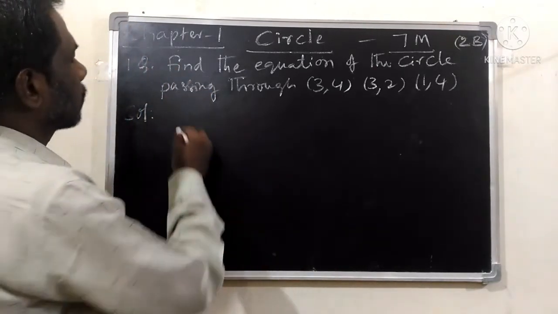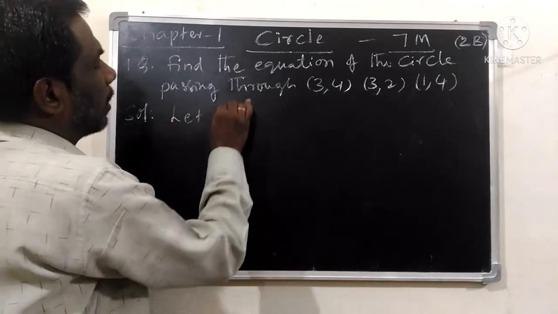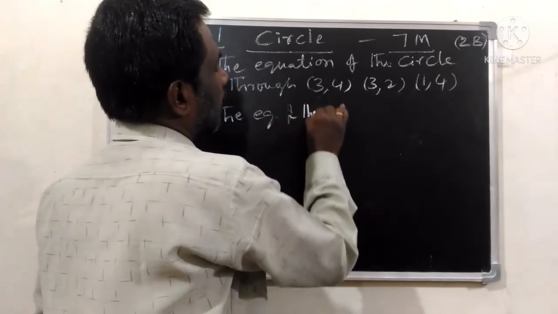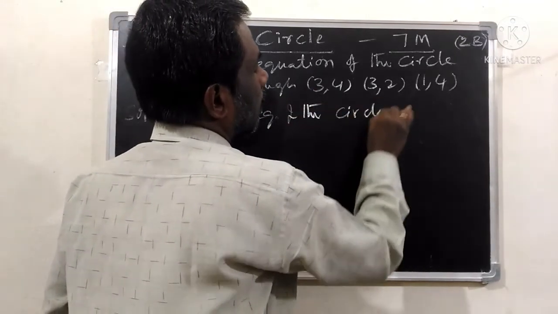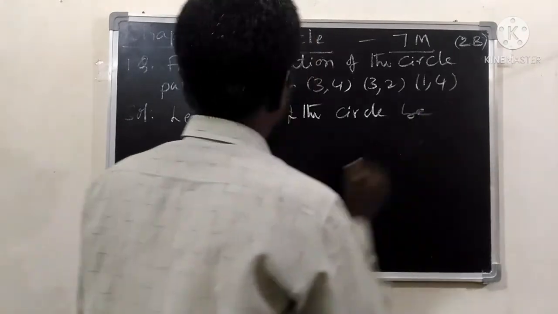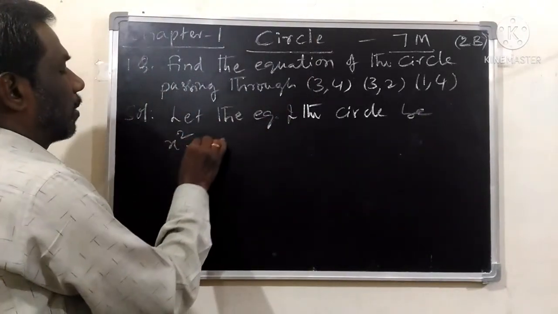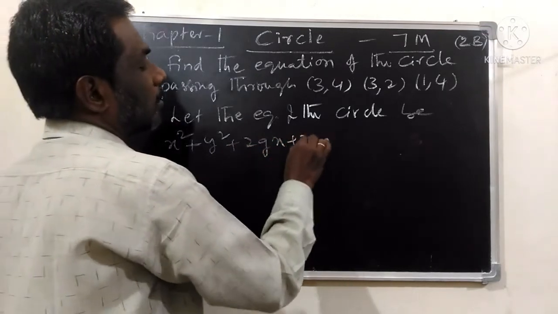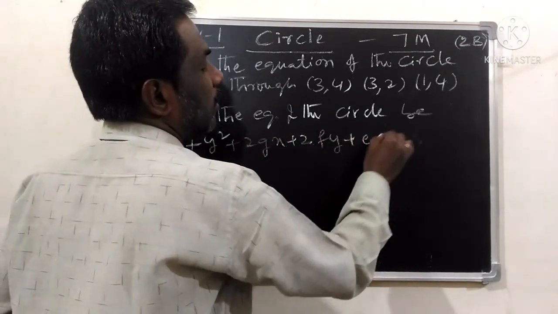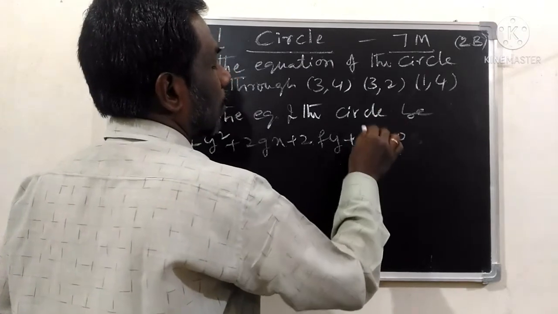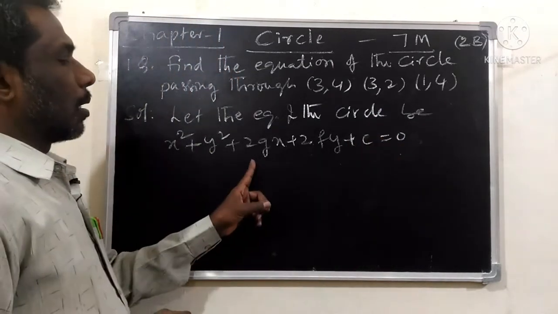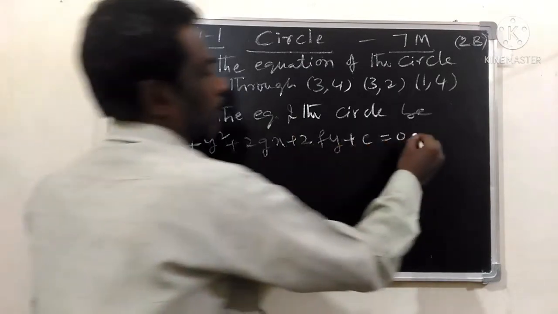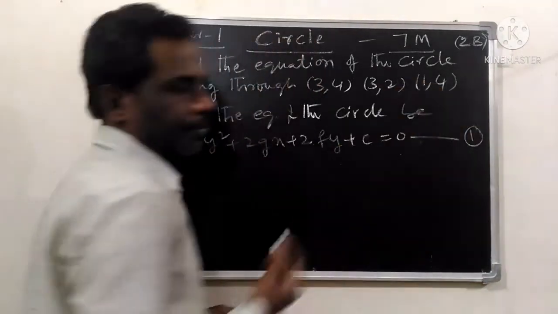Solution. Let the equation of the circle be x² + y² + 2gx + 2fy + c = 0. This is the equation of the circle. Let this be the first equation.